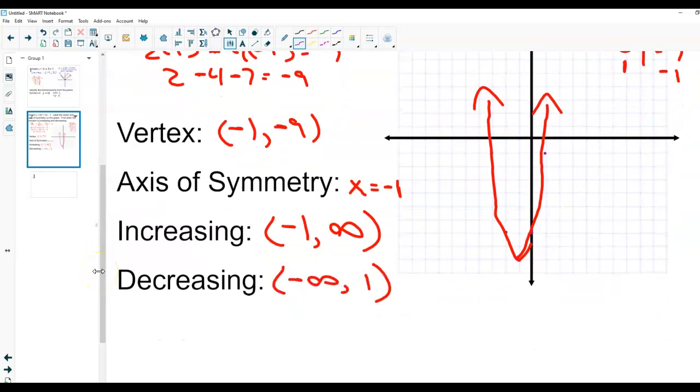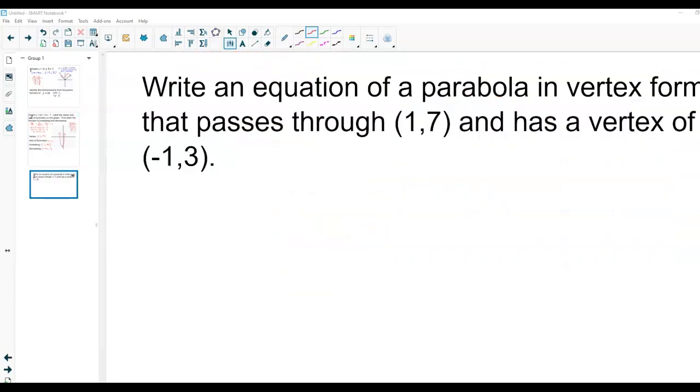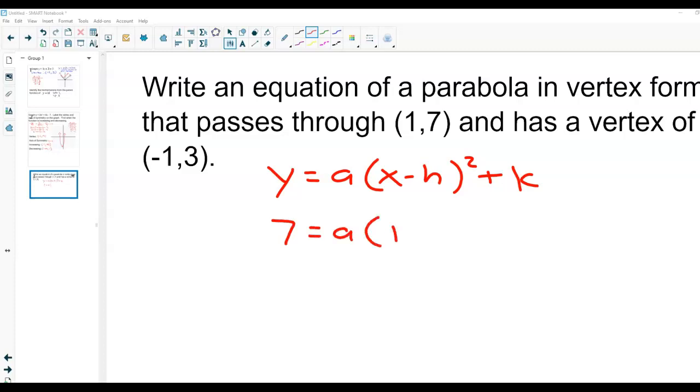And that's how we deal with the decreasing. So when we do this problem, we're doing it based off of the vertex form. And that vertex form is this. This is probably one of the simpler problems in terms of it's straightforward. I'm going to put my point (1, 7) in for x and y. So 7 in for y. A times my 1 is in for x.